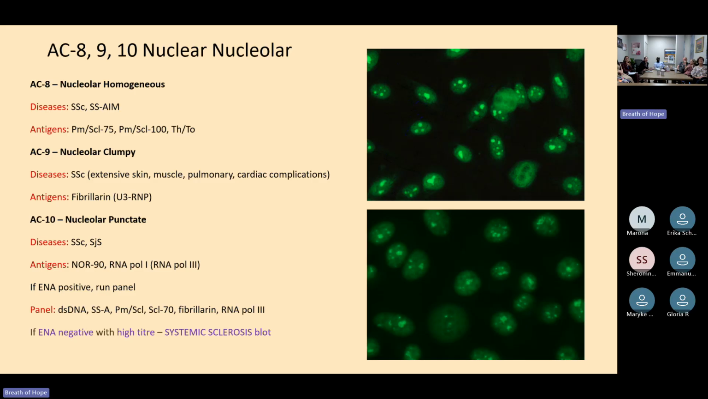Sometimes when you do your ANA, you see a strong nucleolar pattern, but your ENA is negative. You can find that, for example, if it's due to NOR90. NOR90 is not included in the ENA screen. So you will then likely have an AC10, a nucleolar punctate pattern, together with a normal screen or low screen. So that means you must look for NOR90. The only way that we can detect this, it's not included in our ENA breakdown either, is to do a systemic sclerosis plot.